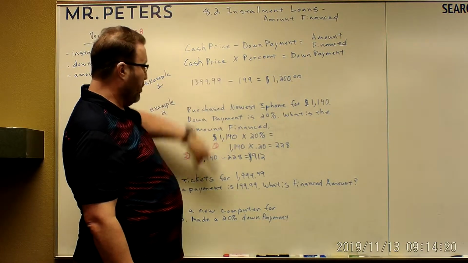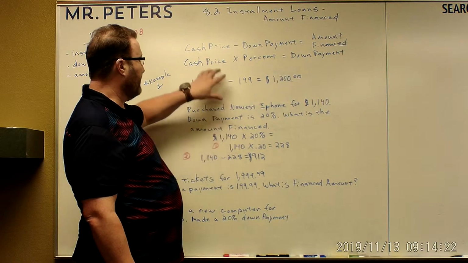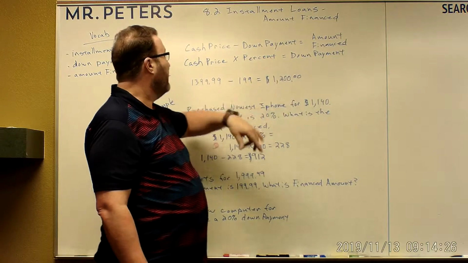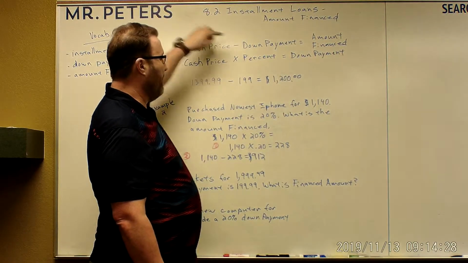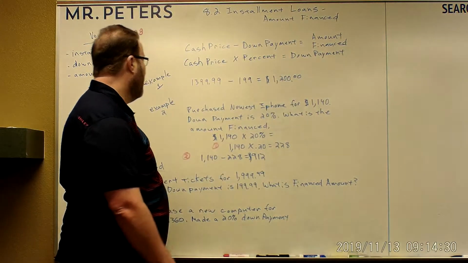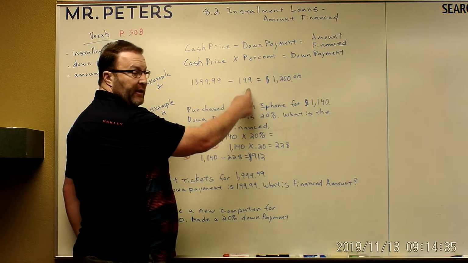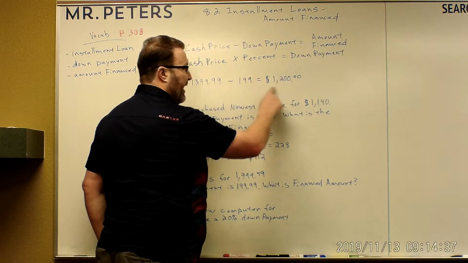We'll get to the percentage amount next, but that's the cash price times the percent down, which will give you your down payment, and then you subtract the down payment from the cash price to get the amount financed. So in the example, $1,399.99, subtract the down payment. This is how much they're financing.